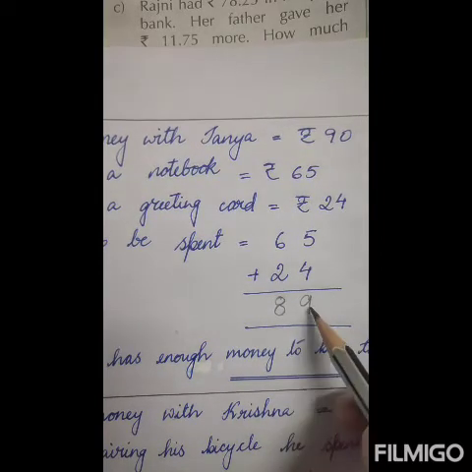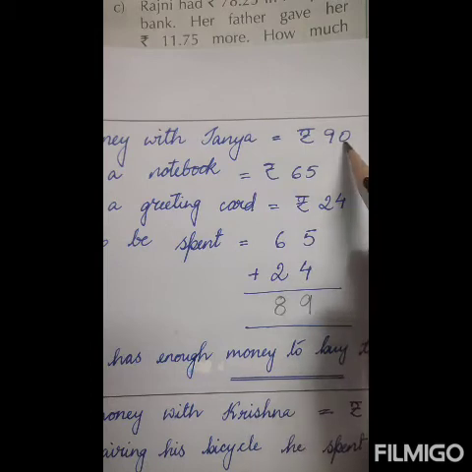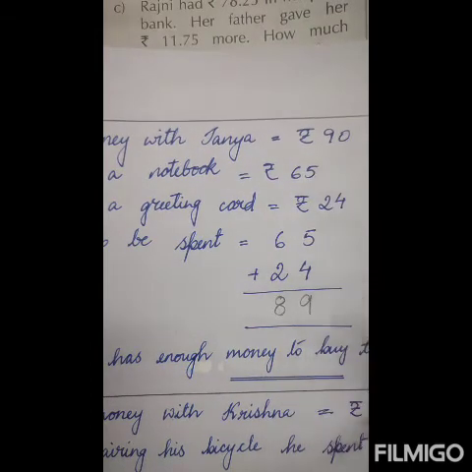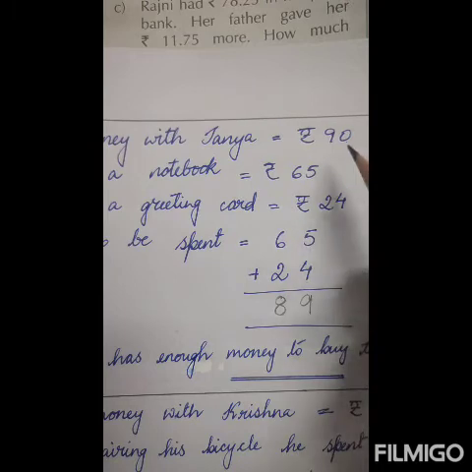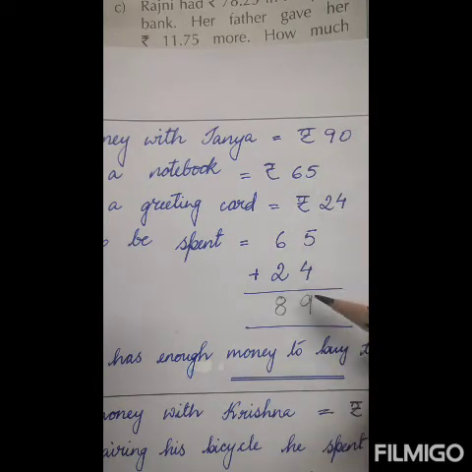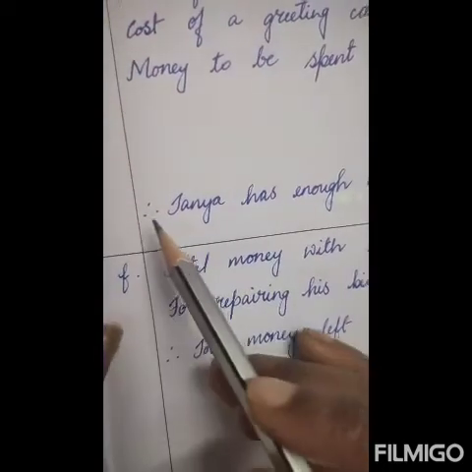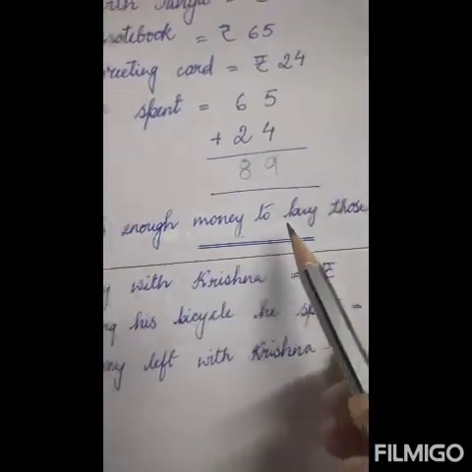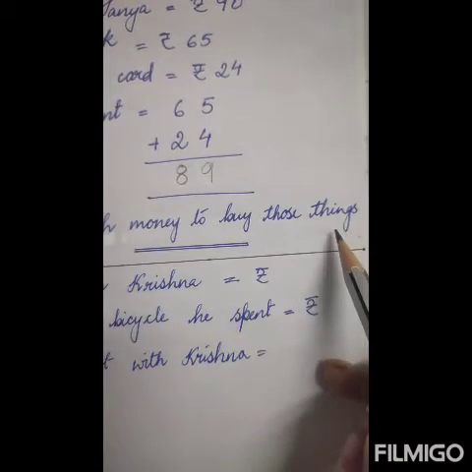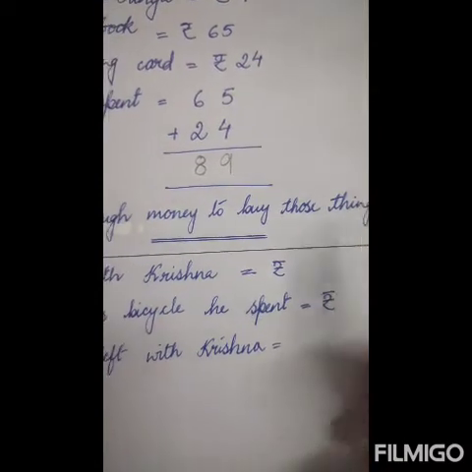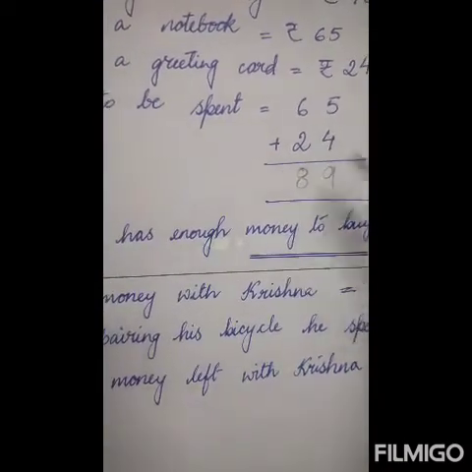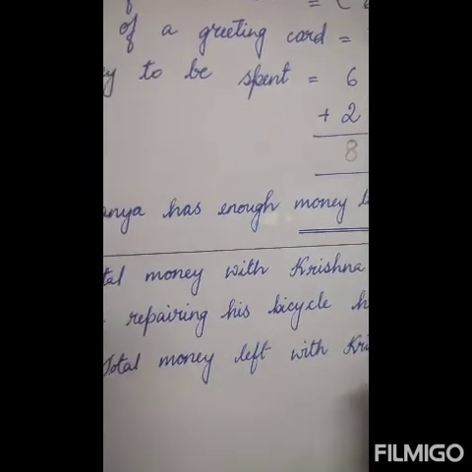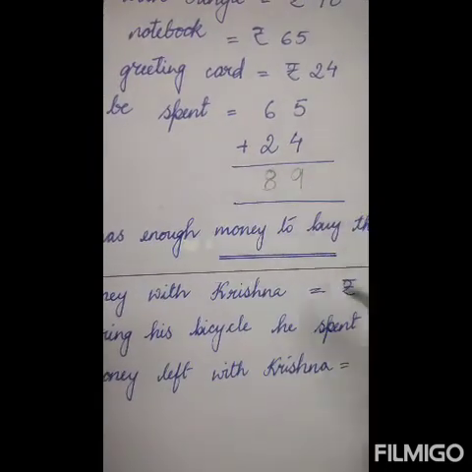So 89 rupees is less than 90 rupees. That means she can buy these two things. If she is having 90 rupees, she has to spend 89. So she has enough money to buy these two things. So you will write, therefore, Tanya has enough money to buy those things. If you write this much, it is okay. It is fine. So this way you have to do it.